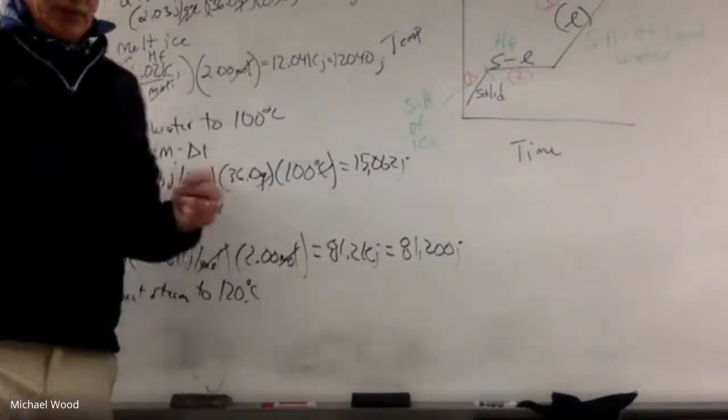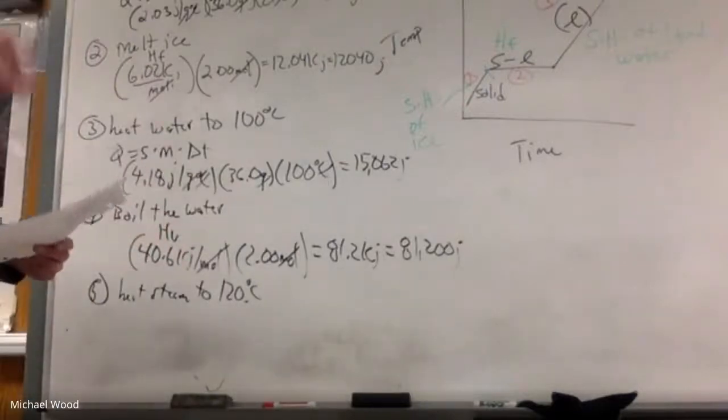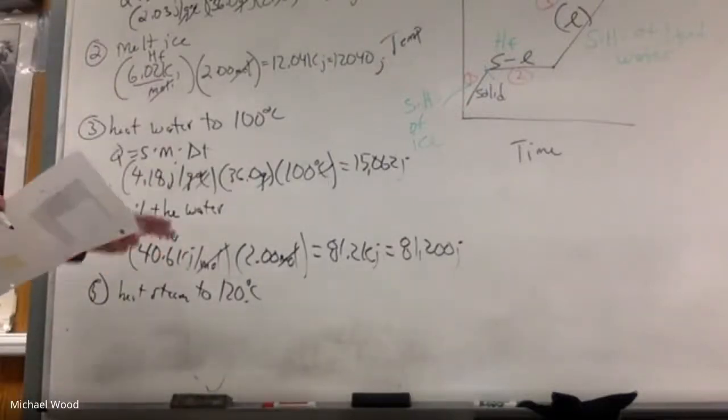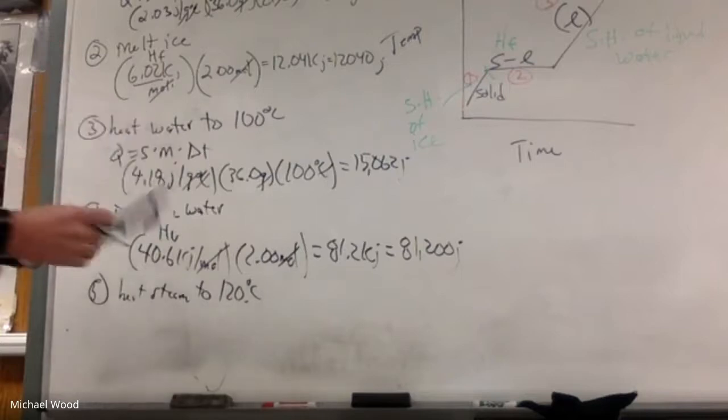Now this, again, kind of going back to look at how big that number was. This is why it burned. I mean, if you were to put your hand in boiling water, that would be painful. But in steam, it would be even worse. So I'm going to do Q = SmΔT.